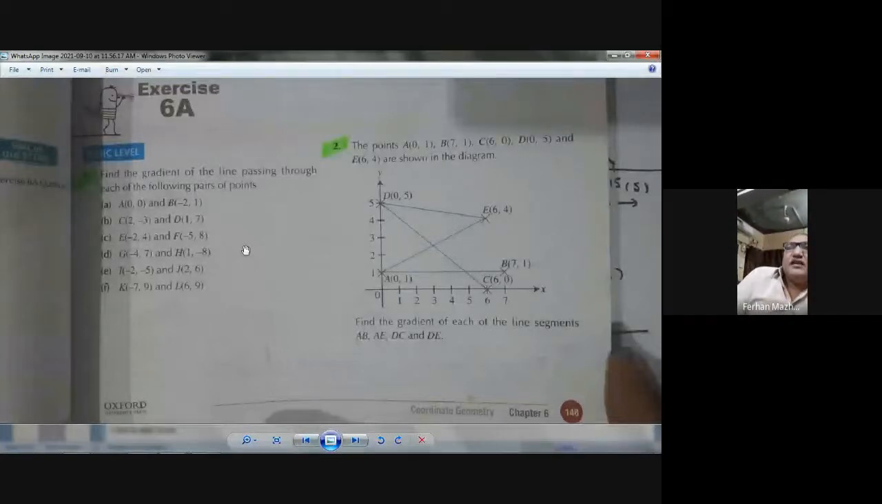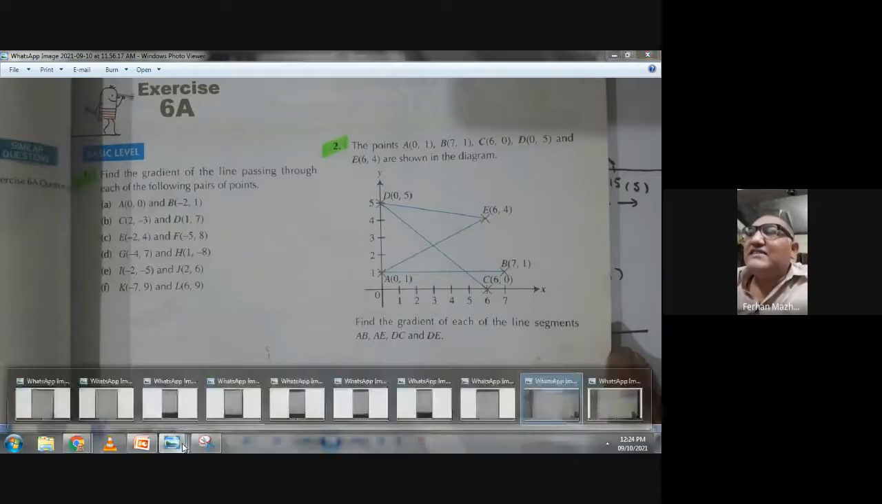There are six parts of this question, and here the 2 points are given, and they want you to find out the gradient. The 2 points are given. You see this x1, y1, x2, y2. So apply the formula of the gradient. The formula is y2 minus y1 divided by x2 minus x1. So I will apply this formula in all of them, and I will find out the gradient. Let me show you how this is done.